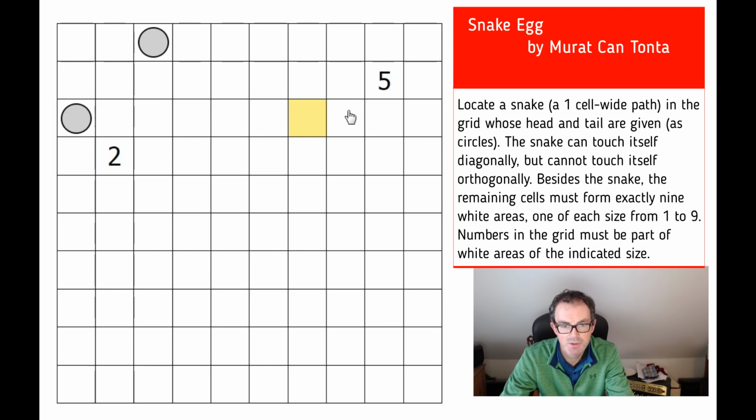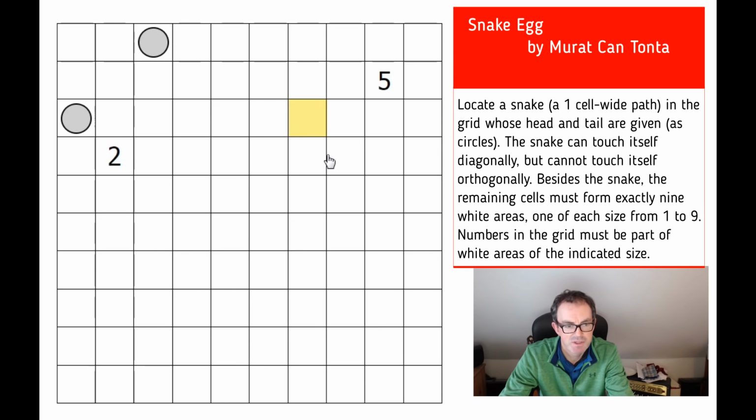Now, we try and do a puzzle variant every week at least, and I've had an email request from George to take a look at this puzzle, which is by the Turkish constructor Murat Can Tonta. We've done a couple of Murat's puzzles on the channel before, and they've always been of extremely high quality. So I thought we would have a look at this, and partly that's because I am so intrigued by the initial grid. Now, several of you may look at this grid and go, well, what are you meant to do?